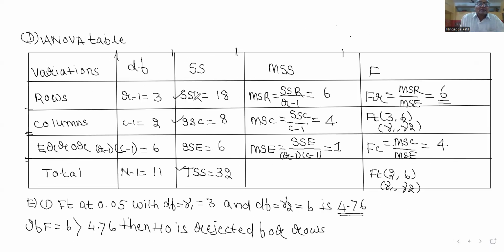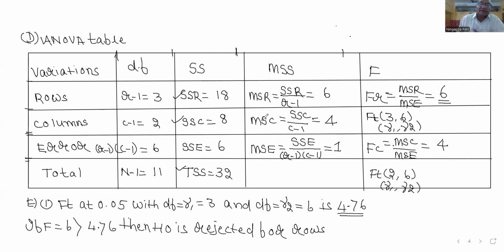Now you can enter all those values here. Look here: SSR 18, SSC 8, SSE 6, TSS 32, and calculate the rest. SSR upon R minus 1, 18 upon 3, 6 you are getting. And this is SSC divided by C minus 1, 8 upon 2, 4 you are getting. And SSE divided by this, 6 upon 6, 1 you are getting. FR is MSR upon MSE. Look here, this value divided by this value.